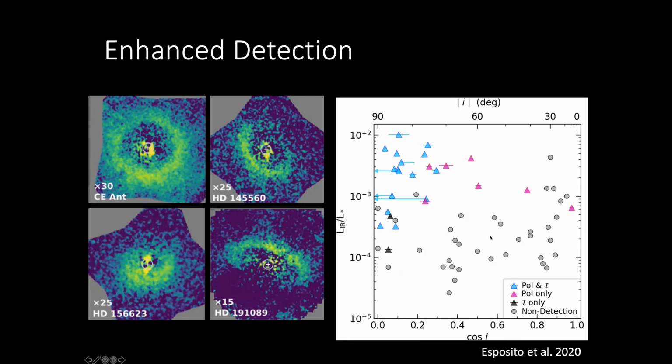And here on the right-hand side, you can see some of the results from the survey in a paper that came out this year by Tom Esposito, where our detections are shown as triangles in an inclination versus L_IR over L_star plot. So this is the disk thermal brightness. And you can see there's a cutoff where we only really detected things above 10 to the minus 4. But really, I'm here to highlight the power of this polarization mode to push down the inclination range of the disks that we can see. This is a real strength of the polarimetry mode.